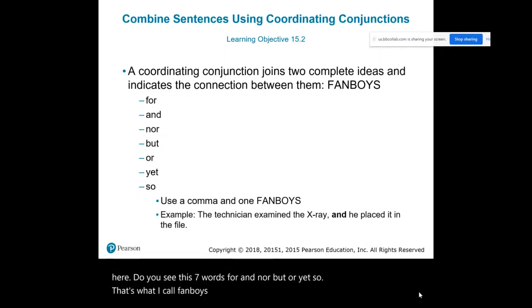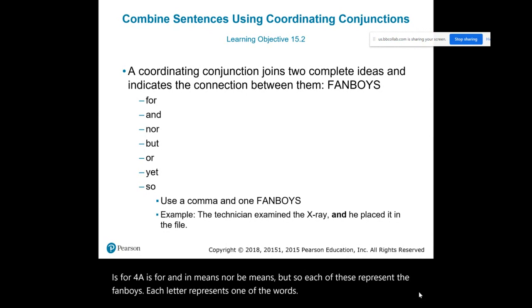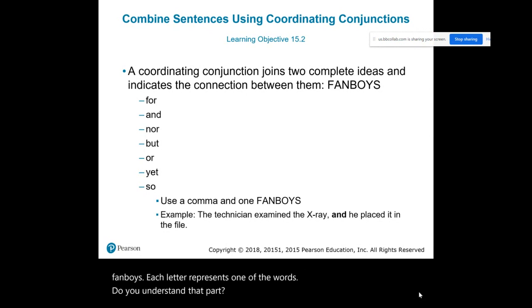The reason it's called fanboys is because F is for, A is for and, N means nor, B means but. So each of these, the fanboys, each letter represents one of the words. Do you understand that part? Yes. Okay, so these are called coordinating conjunctions, and we need to use them when we're making a sentence. Does that make sense?